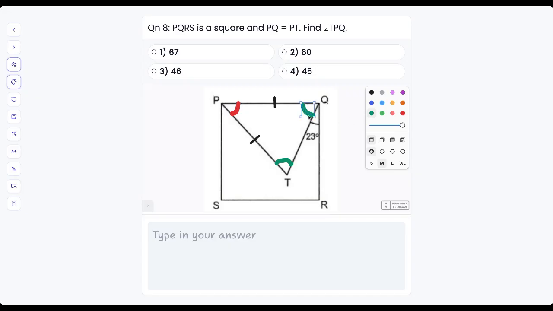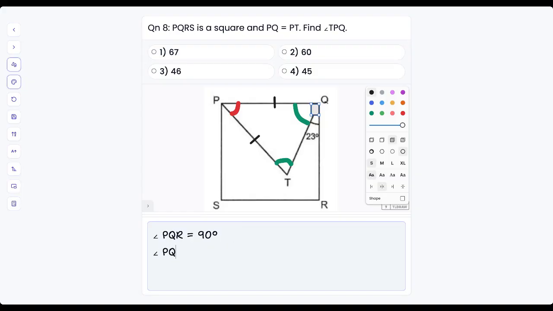Yes, we can, because this is a square, right? The corner over here is a right angle in black. So angle PQR is equal to 90 degrees. In order for us to get angle PQT, it is 90 minus 23, which is equal to 67 degrees.